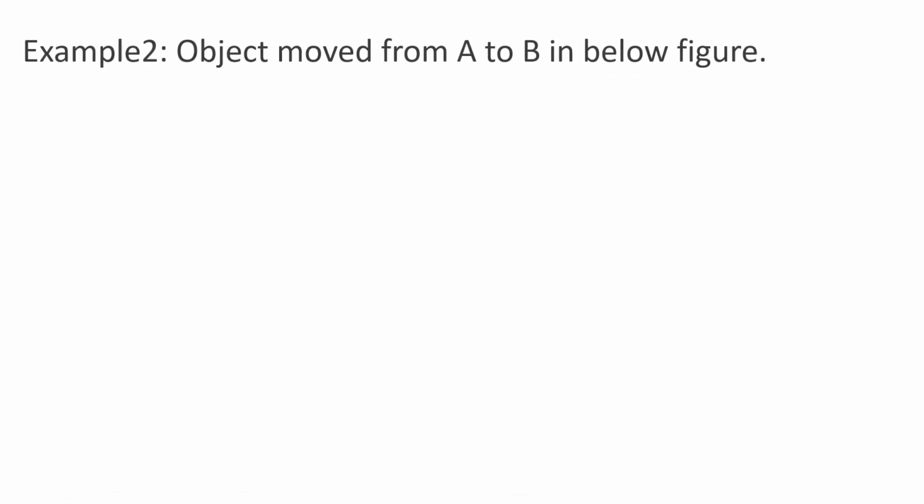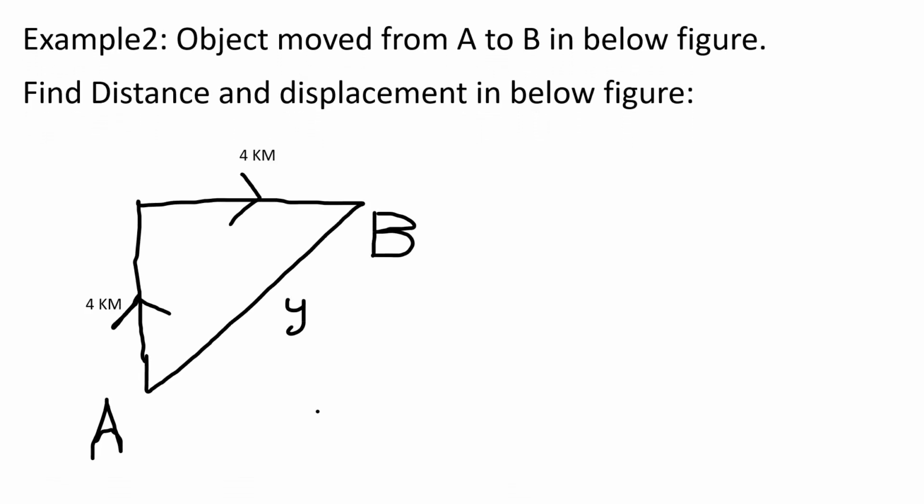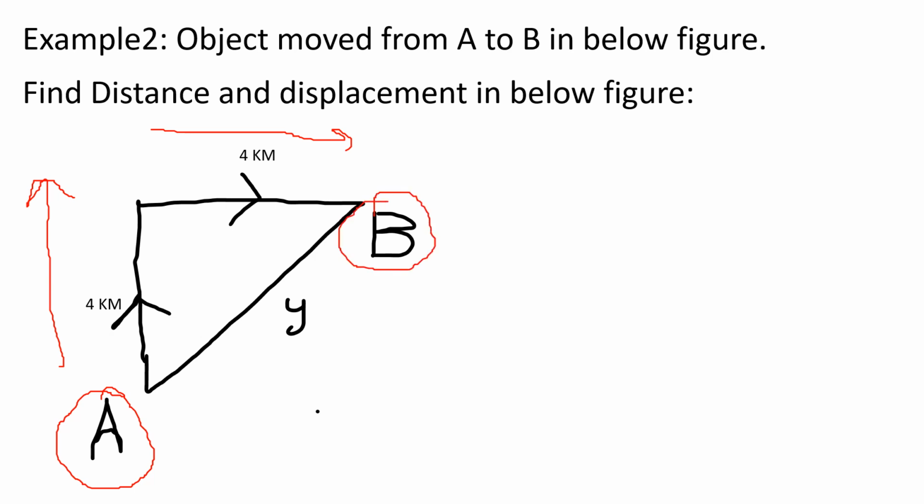Now we will take another example. In the figure below, an object moves from point A in the north direction 4 kilometers and then moves another 4 kilometers and stops at point B. The distance traveled by the object from point A to point B is 4 plus 4, which is 8 kilometers. This is simple. Now we need to calculate the displacement.